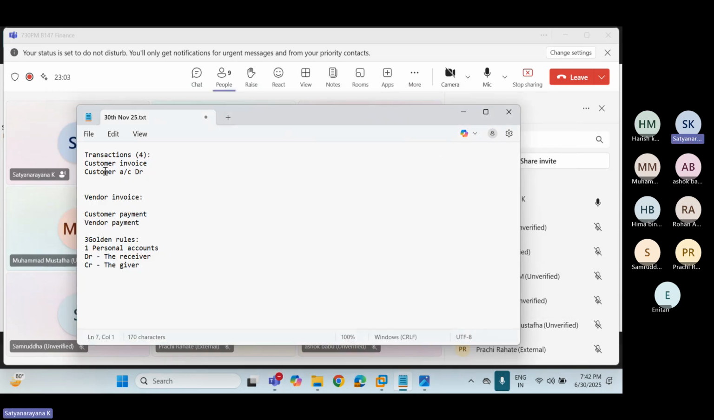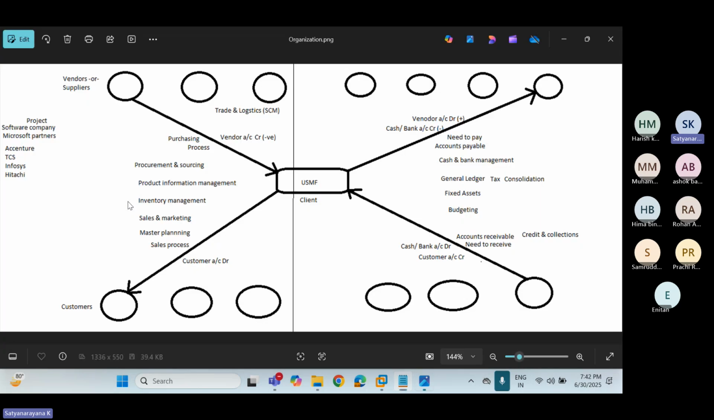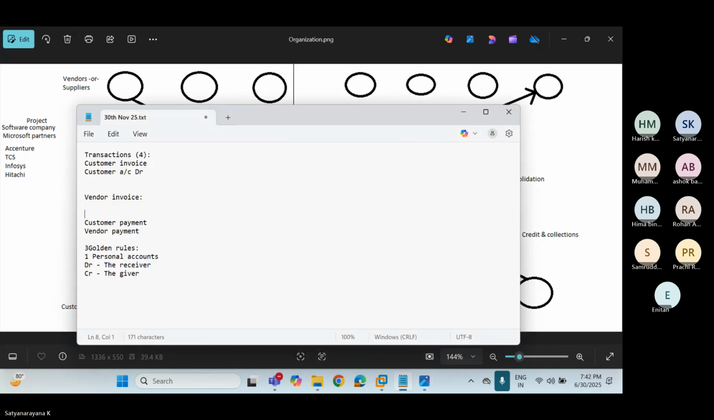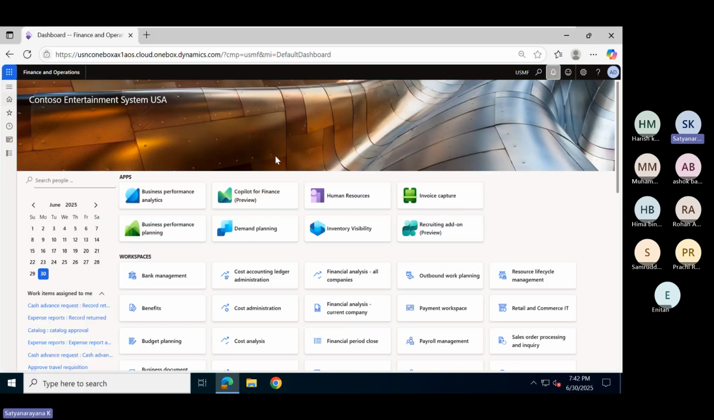Okay. So debit the receiver, credit the giver. So who is giving material? The vendor. So that is the reason here the vendor account is credited. So for the vendor it is credit, for the customer it is debit. So let us understand these two transactions in the system: customer invoice and vendor invoice. So this is the application.